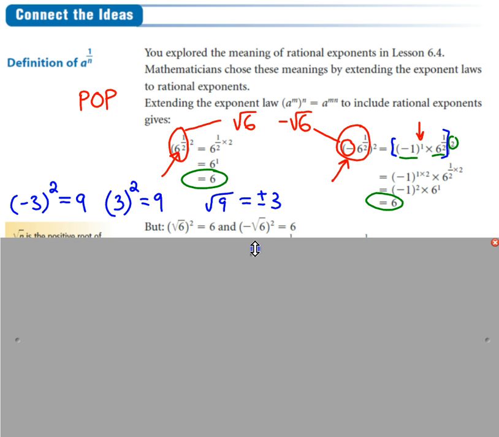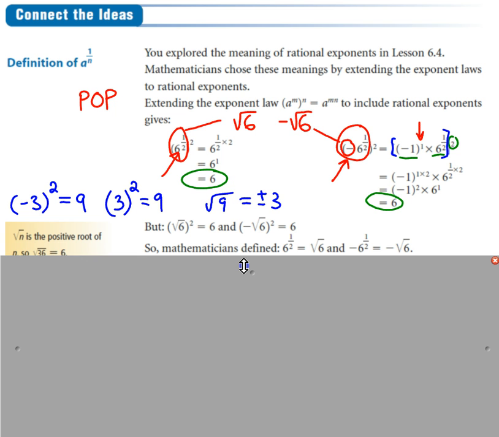Okay, so that tells us that the exponent of 1 over n, at least when n is 2, is the square root. So that's the first thing which we can arrive at, is that an exponent of 1/2 is defined to be the square root of the number.